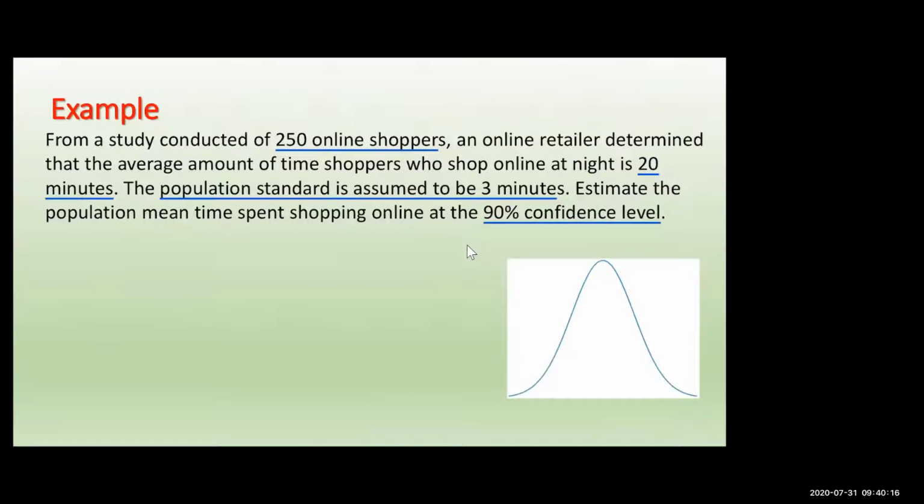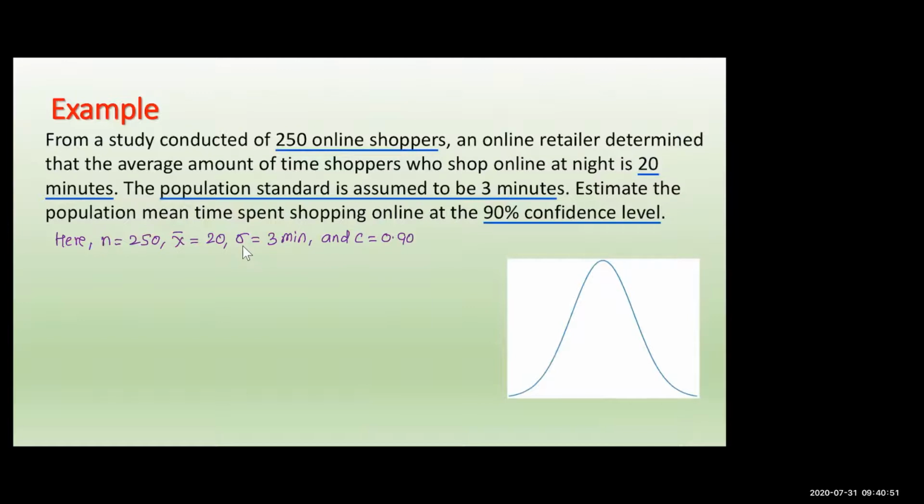So if we collect this data here, you'll see n equal to 250, sample mean is 20 minutes, standard deviation is 3 minutes, and the confidence level is 90%, 0.9. Or you can write 0.90, it's the same thing. Now in this case, they have given the population standard deviation, so we use the standard normal distribution.